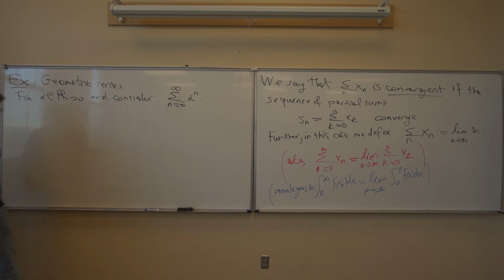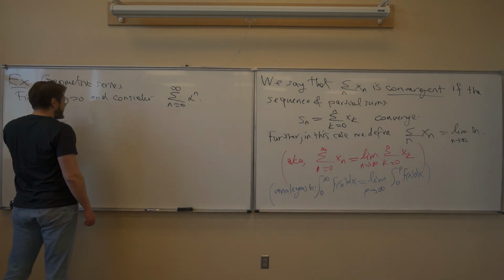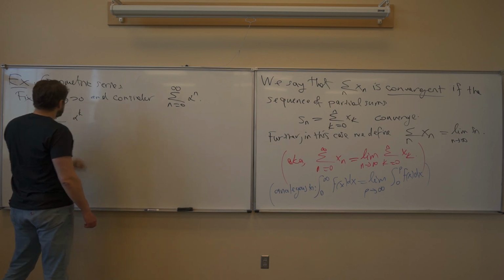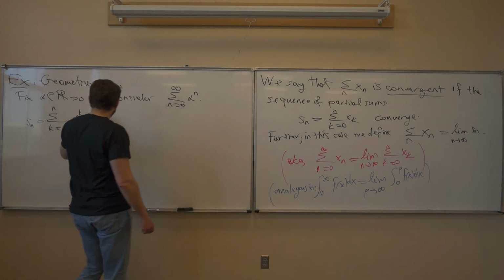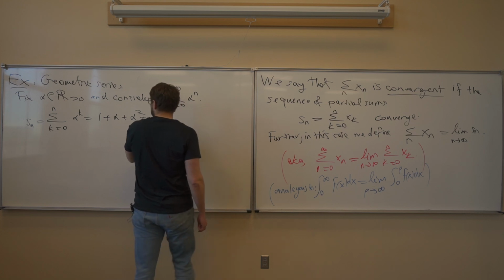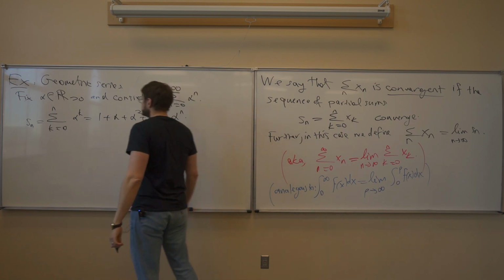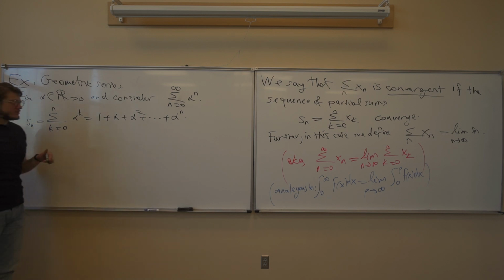Okay. And so the sequence of partial sums is going to be like this. S sub n is going to be the sum from 0 to n of alpha to the k. And so this is 1 plus alpha plus alpha squared plus dot dot dot plus all the way up to alpha to the n. Now, it turns out that I can come up with a nice expression for this by using the following algebraic trick.